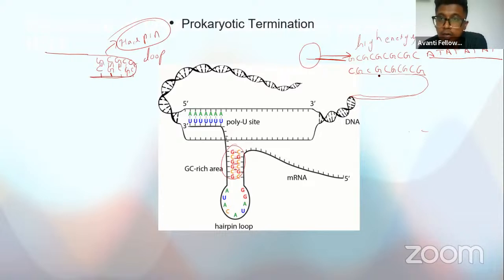Why is this high energy? Because there are triple bonds. Why is this low energy? Because there are only double bonds. AU, AU, AU, AU. So this is the AU tail.